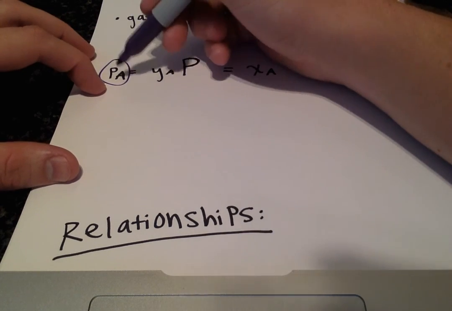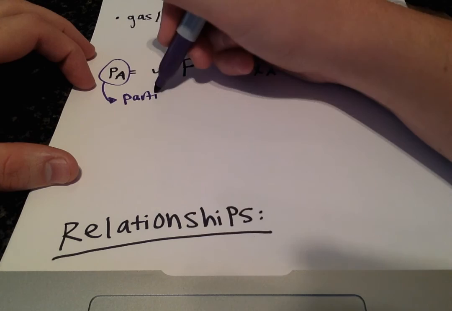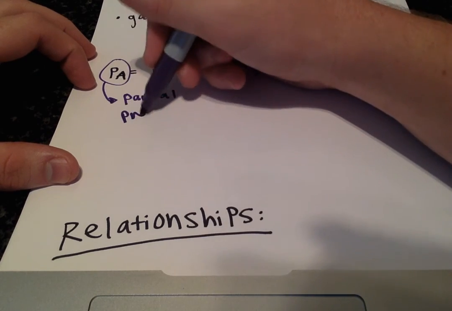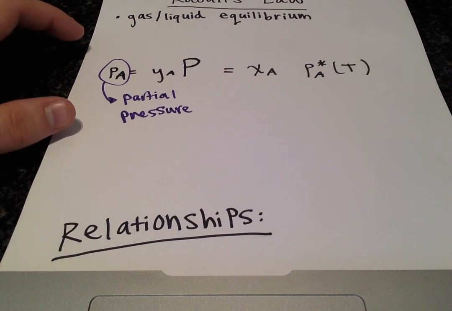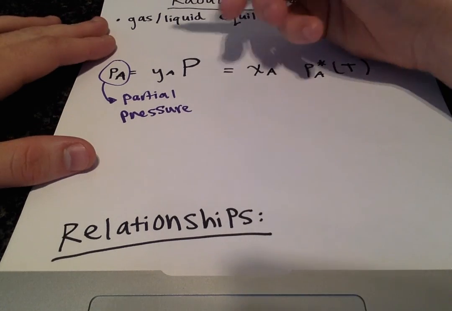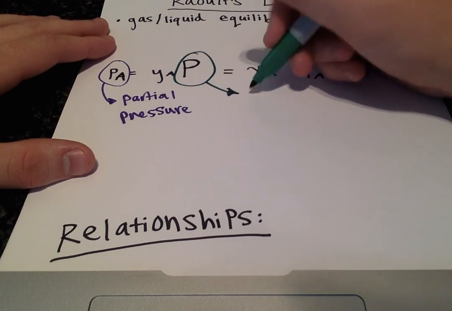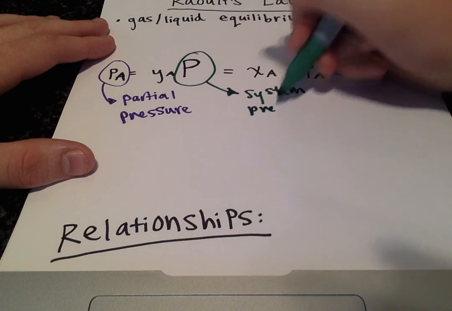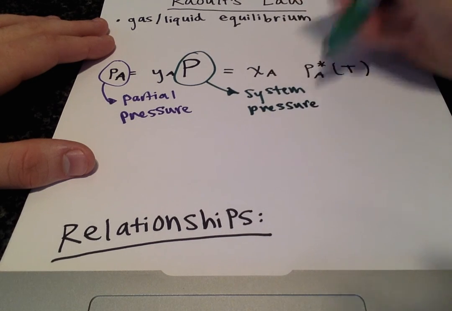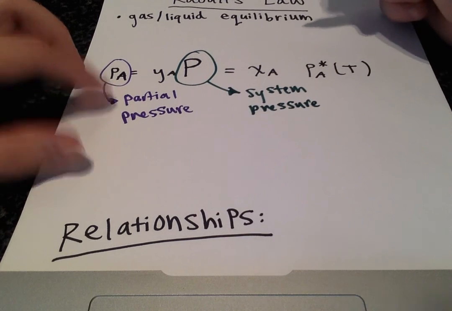Lowercase p sub A is the partial pressure of component A, and our other P, the capital P right here, is going to be our system pressure, or the total pressure. It's going to be the sum of all the pressure components.